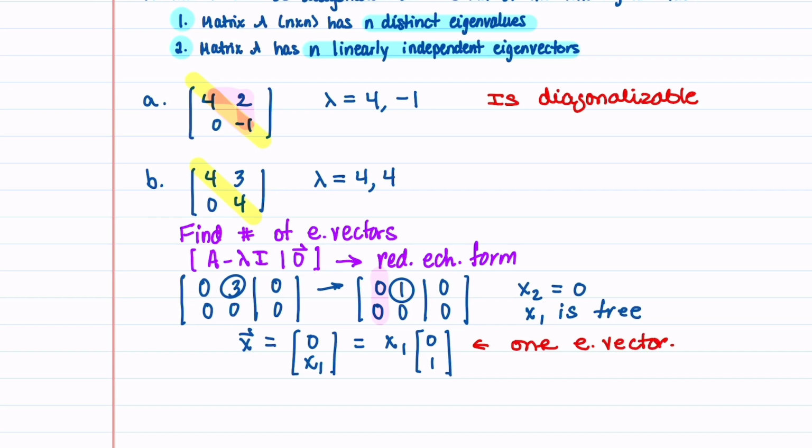But for our matrix to be diagonalizable, we needed 2. So we can say that our matrix is not diagonalizable.